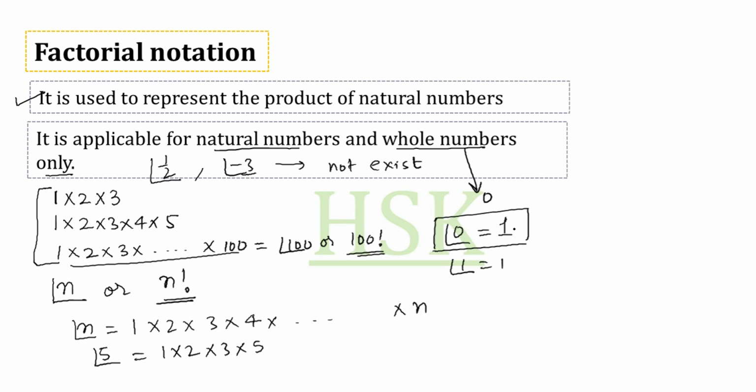We shall also prove this result that 0 factorial is 1. Actually, we cannot calculate 0 factorial by applying the definition of factorial, that n factorial is a product of the first n natural numbers. We cannot apply this condition, but we have defined 0 factorial as equal to 1. So by definition, 0 factorial is equal to 1. Hence, n factorial is applicable for natural numbers as well as whole numbers.